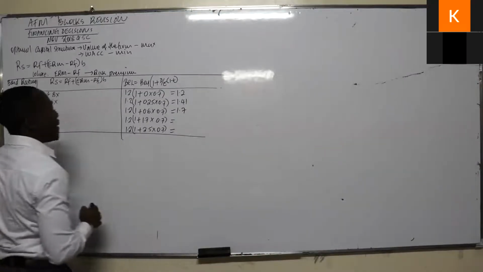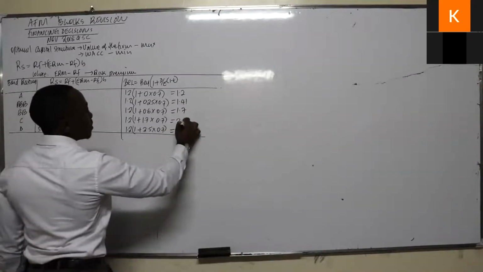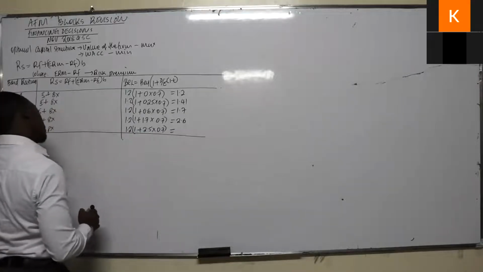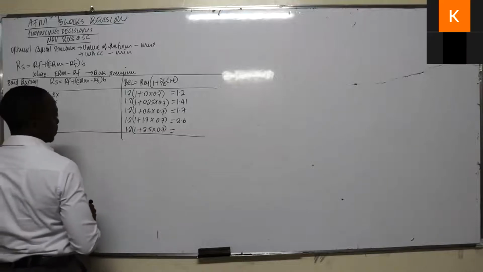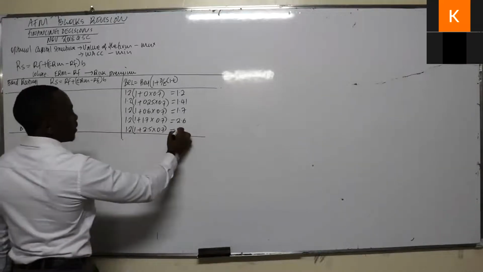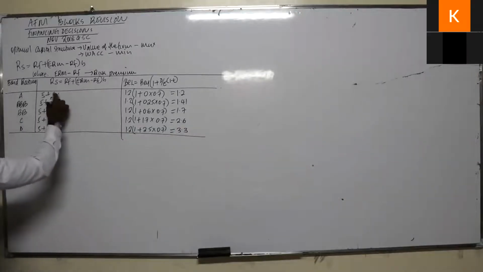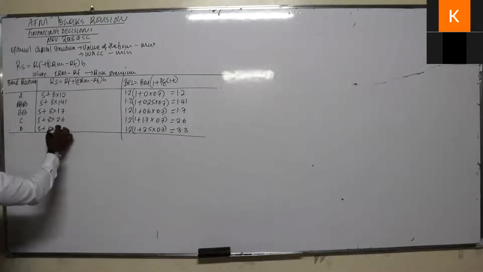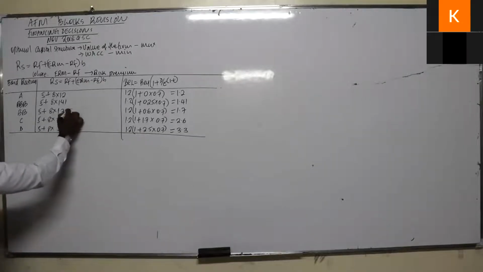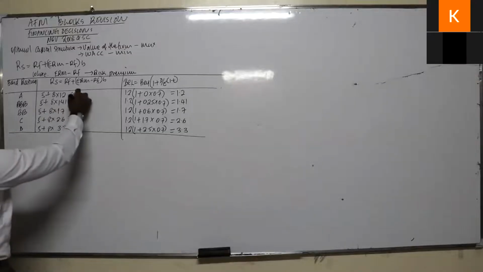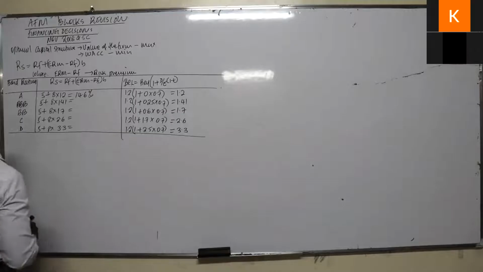Then 1.7, 2.6, 3.3. So those are the betas. So here you take that, you multiply by the beta: 1.2, 1.41, 1.7, 2.6, and 3.3. So give me now the cost of capital. 14.6%.